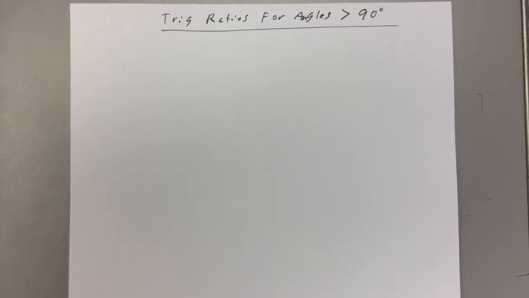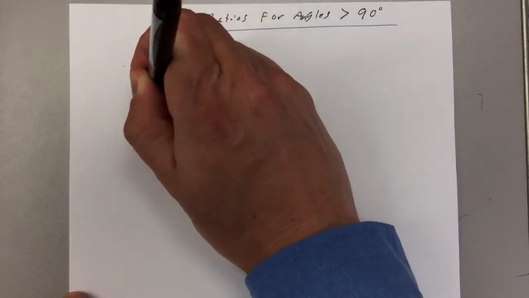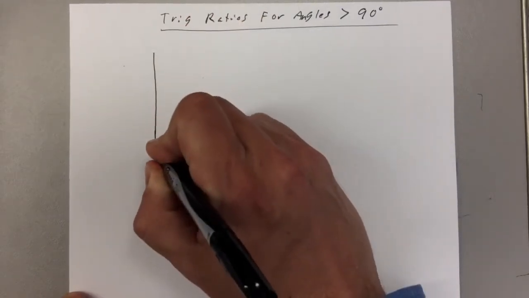Okay, so for us to look at angles that are greater than 90, we're still going to look at angles that are less than 90, so between 0 and 90, to try and come up with some strategies for dealing with angles greater than 90. But we have to come up with, write down some definitions first.